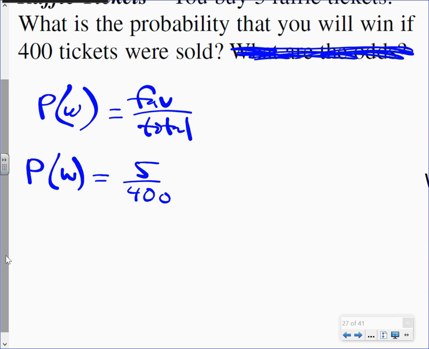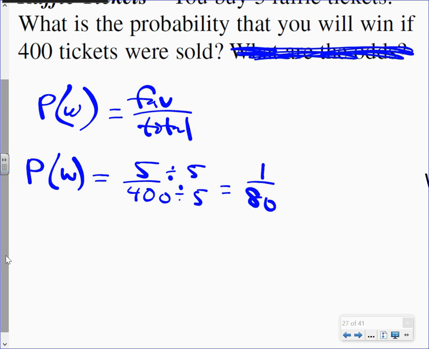5 over 400. Let's see. Reducing a fraction involves factoring out the common factor between 5 and 400. In other words, what number fits into 5 and 400? Right. In other words, 5 fits into both. So if 5 fits into 5 and 5 fits into 400, I'm going to reduce the fraction. So that's going to be 1 over 80, you said, Hernandez? Awesome. Thank you. Appreciate that. 1 over 80.